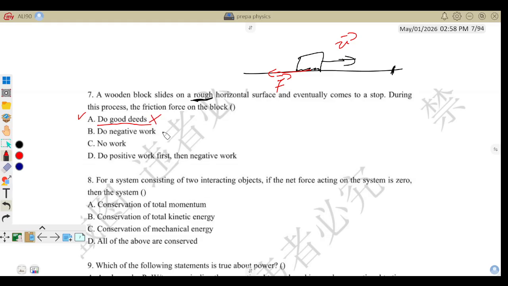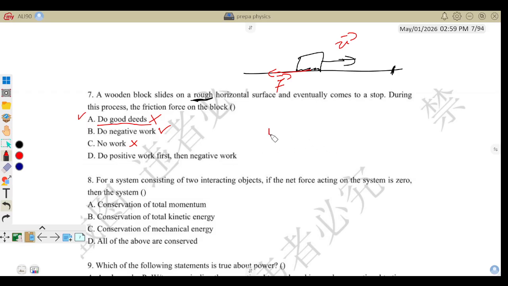This is a proposition which has no sense. Do negative work. This is the correct one. Actually, we're going to prove it later. No work. We're going to prove it as well. If it's doing negative work, that means no work is not a correct answer. The correct answer for us is B, and as I said, we're going to prove it. Do positive work first, then negative work.